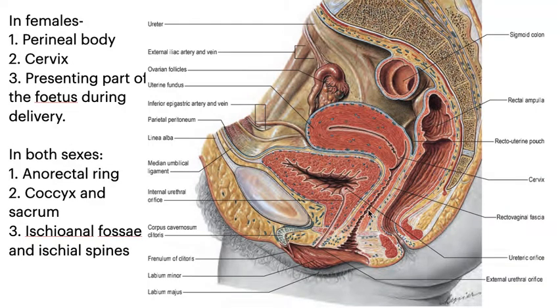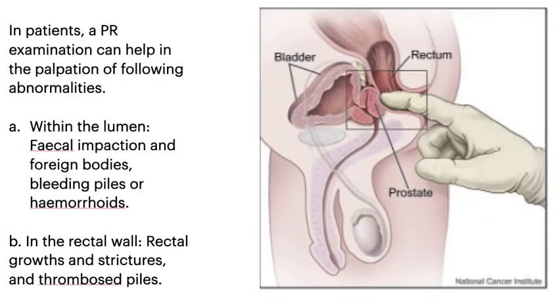In females, anteriorly in a rectal examination, we can palpate the perineal body, the cervix, the presenting part of the fetus during delivery, and in both the sexes, the anorectal ring, the coccyx and the sacrum, and the ischioanal fossa along with the ischial spines.